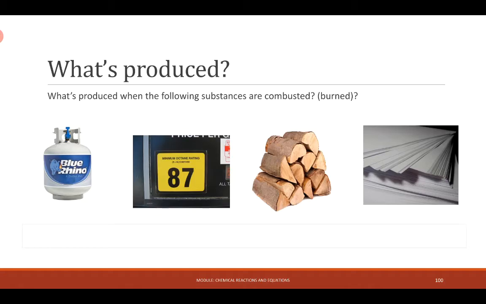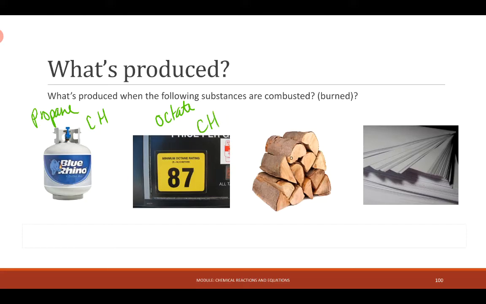Now, that brings us to a very important point. Since all of these contain only carbon and hydrogen, what are the products? This is propane, which contains only carbon and hydrogen. This is octane, which contains only carbon and hydrogen.